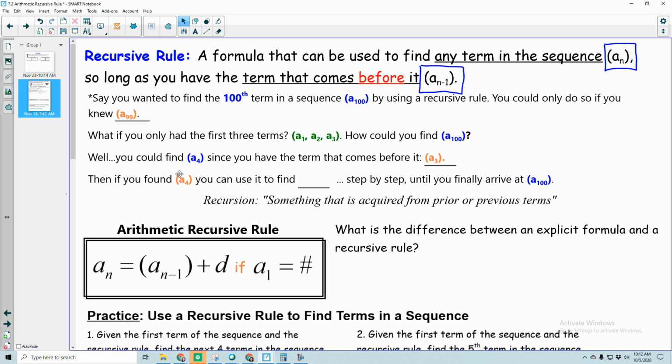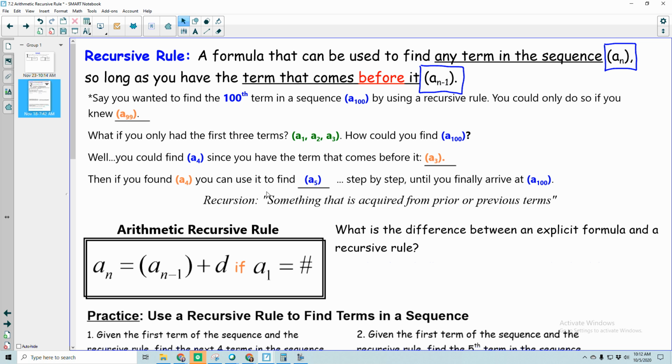All right, well, then if I found this, I can use it to find the 5th term. And then if I have the 5th term, I can use it to find the 6th term. The 6th to find the 7th, 7th to find the 8th, 8th to find the 9th, step by step by step, until I finally arrive at a sub 100, which would take forever. Absolutely forever to go step by step until I finally get there.